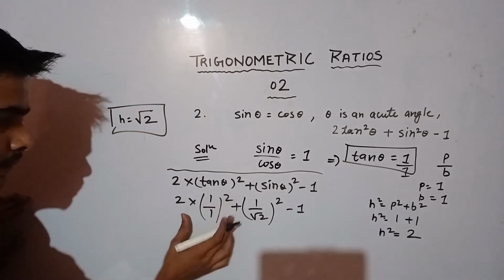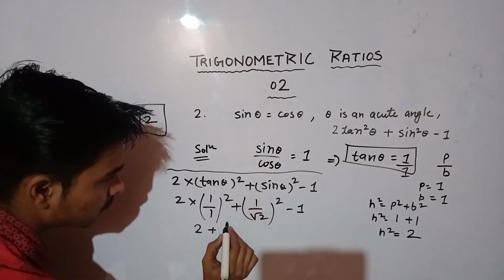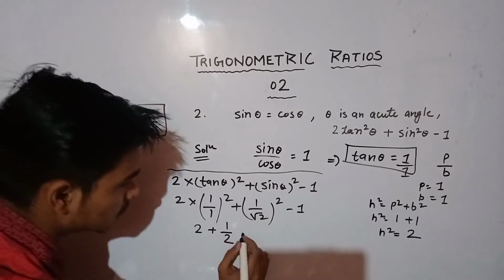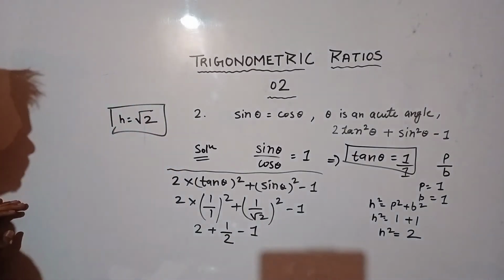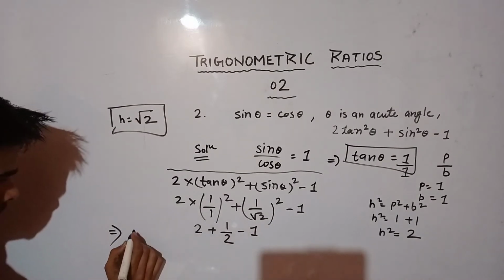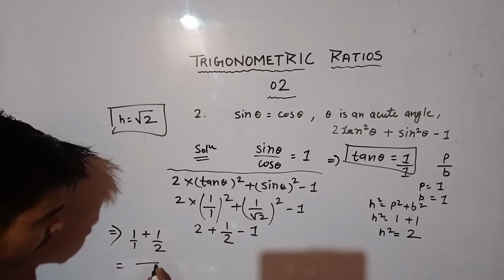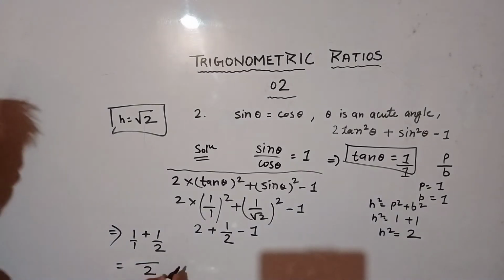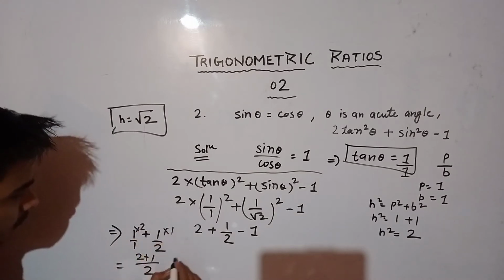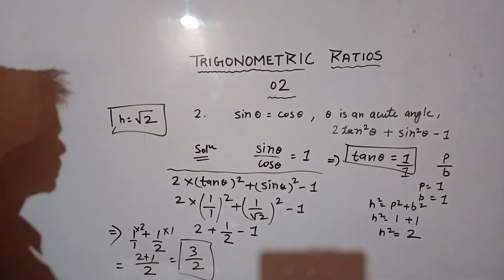2 into this will come 1. So 2 into 1 is 2, plus 1 upon root 2 whole square. Root 2 will get squared, so it will be 1. So 2 minus 1 is 1. So 1 plus 1 by 2. Taking the LCM, we are going to get 2. So 2 plus 1, that is 3 upon 2, is the answer for this question.